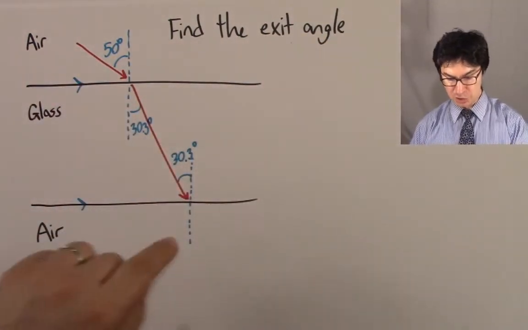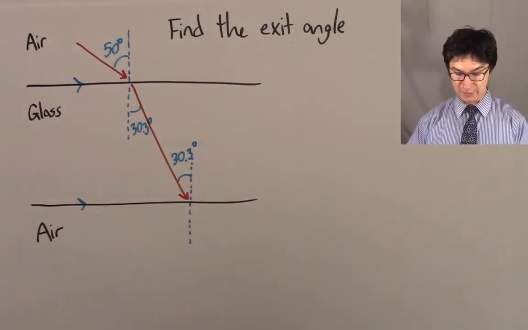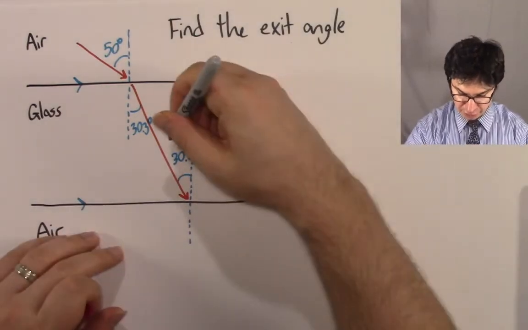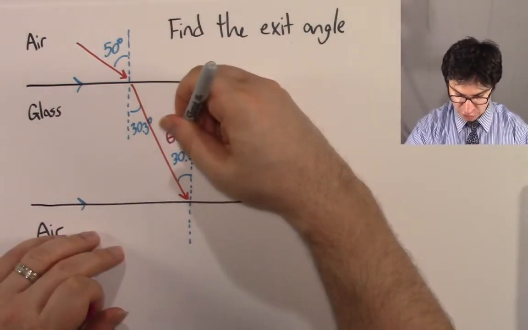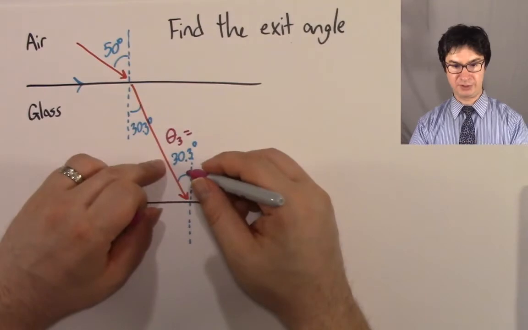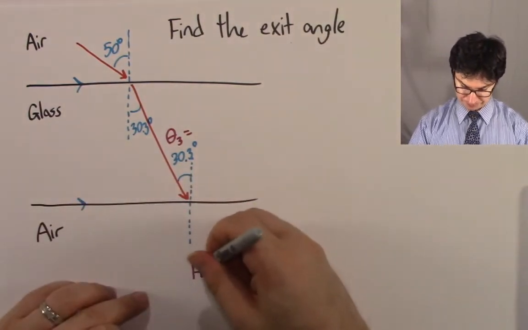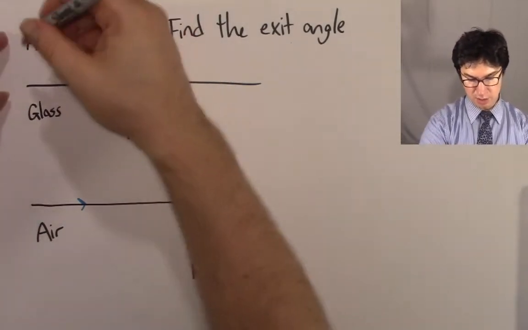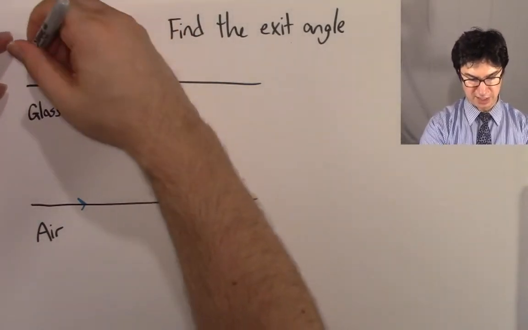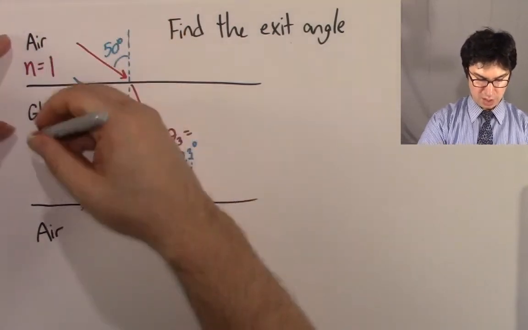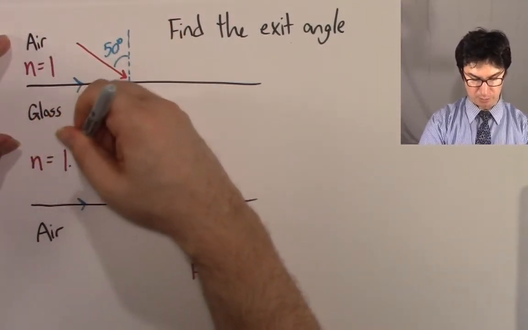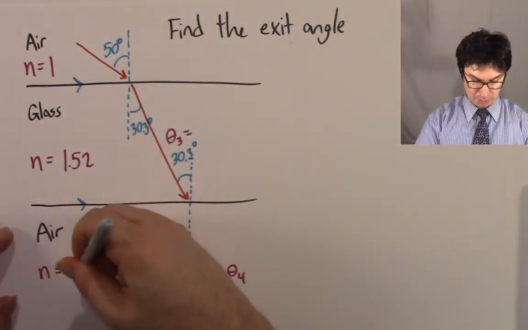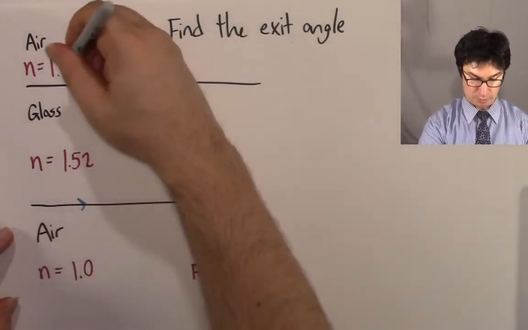Okay? So the question is, what's the light ray going to do? How do we solve this? Let's call this angle up here theta 3, and theta 3 is 30.3 degrees. We want to find theta 4. Now, the air up here has an index of refraction of n equal 1. The glass here has an index of refraction of 1.52, but then it's going to pass back into air where the index of refraction is 1.0 again.